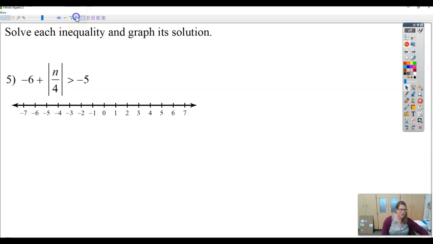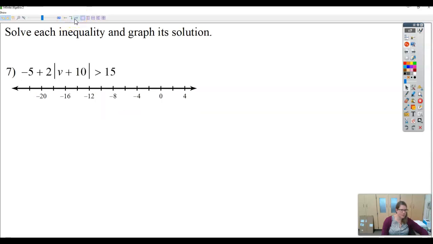All right, we're just going to do one more. Let's go ahead and find one that has a few more steps. Here we go. All right, so again, first step, get everything that's outside of the absolute value bars moved to the other side. We want to undo pluses and minuses first, right? So we're going to add 5 to both sides. That would give me 2 times the absolute value of v plus 10 is greater than 20.